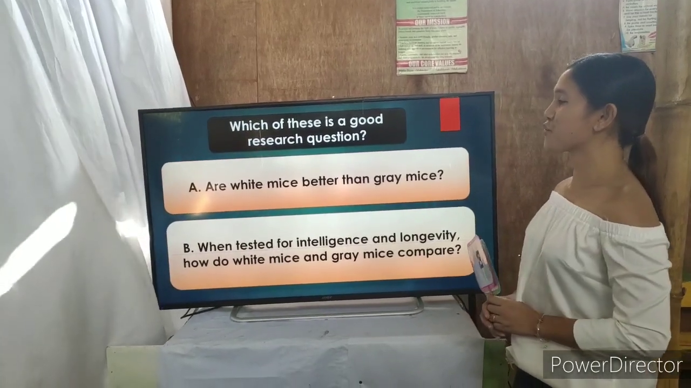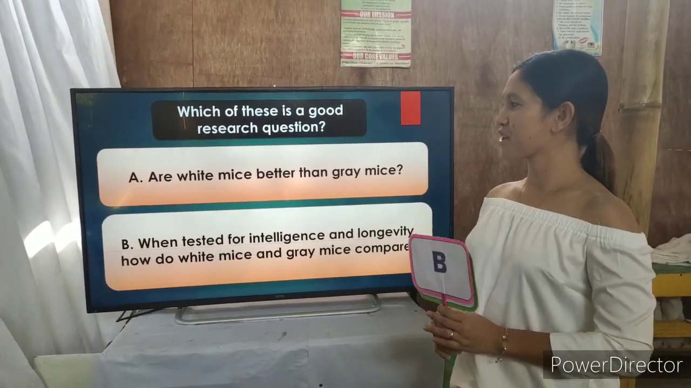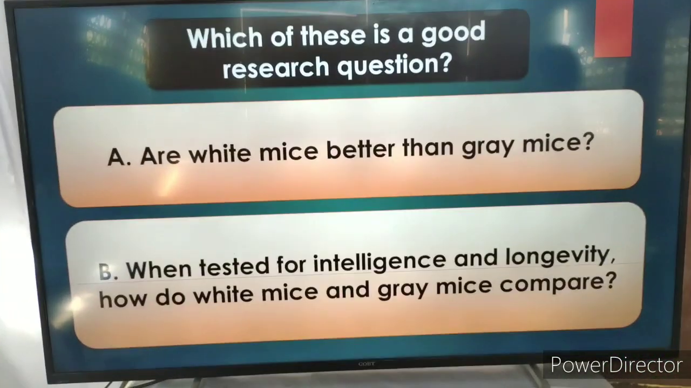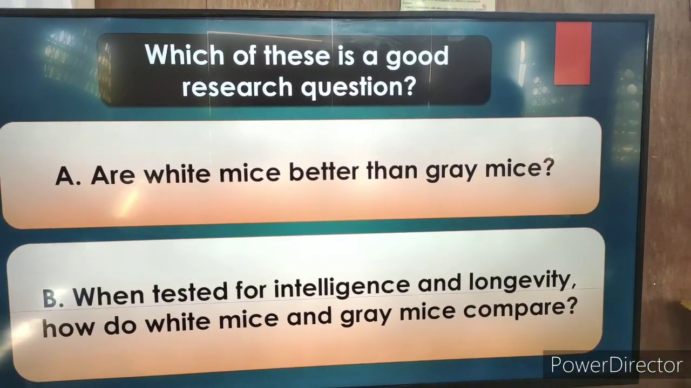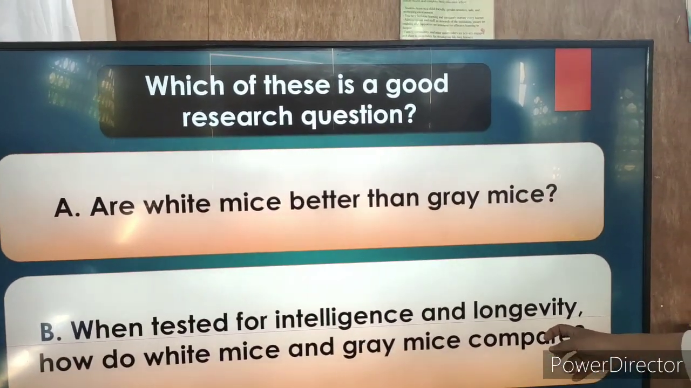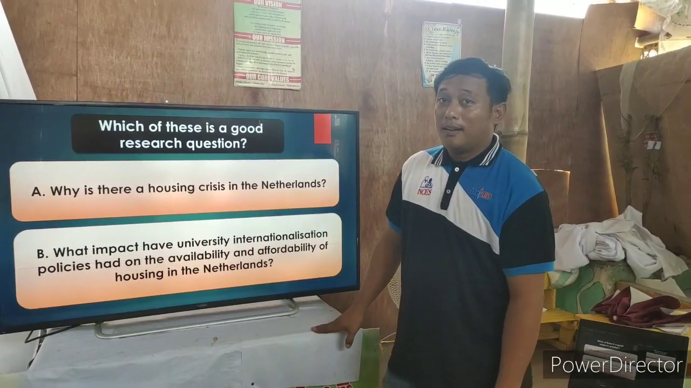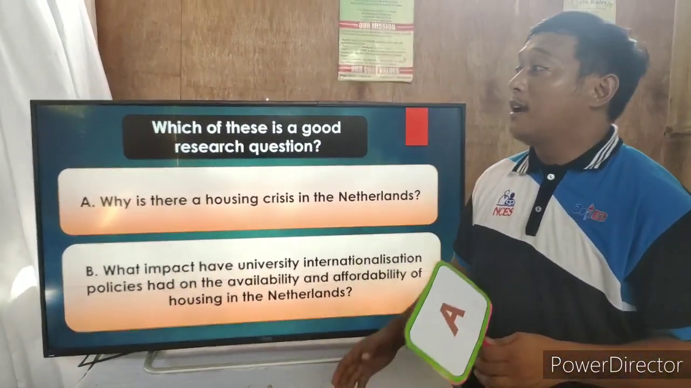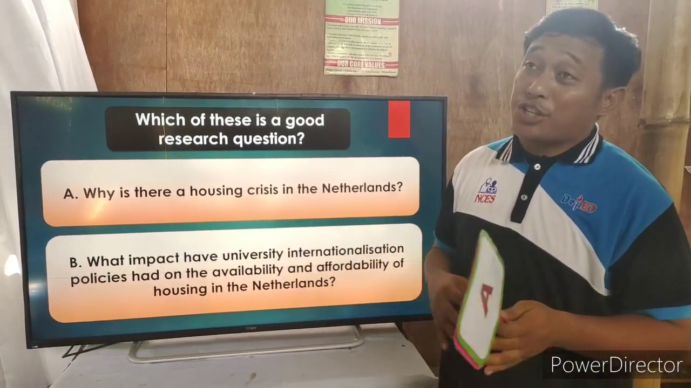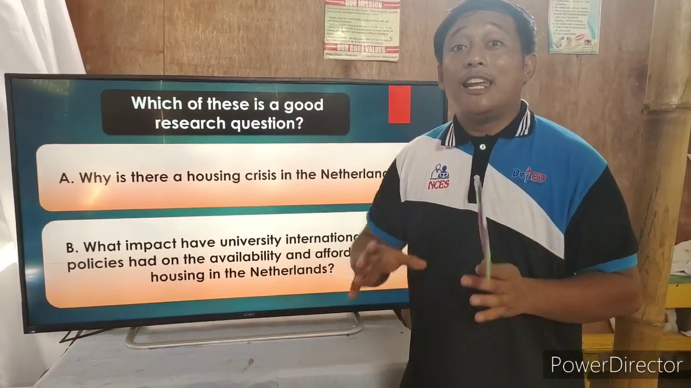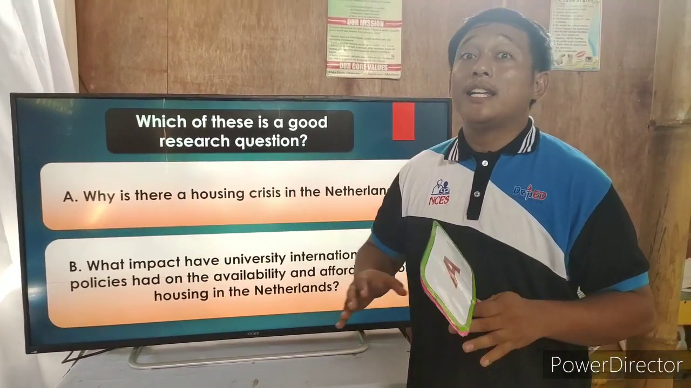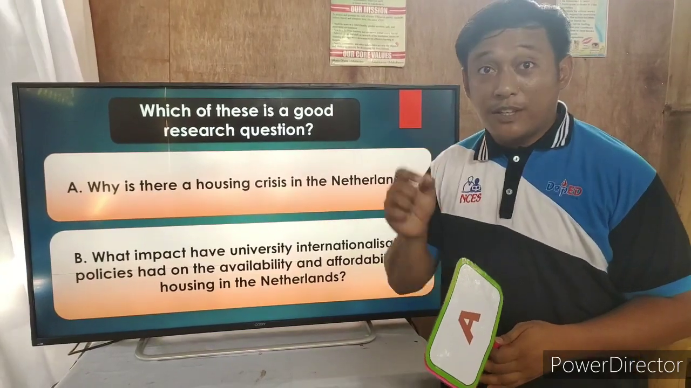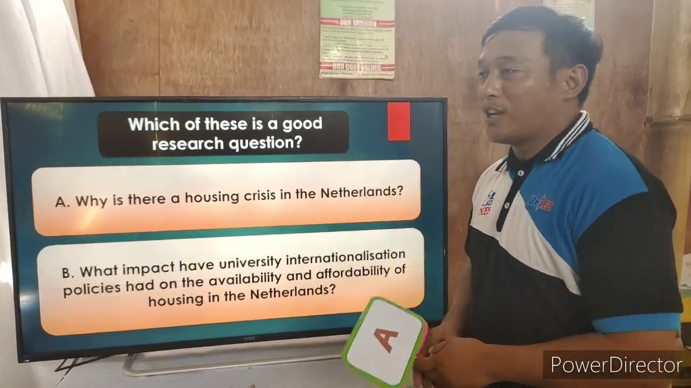Which of these is a good research question? Letter A. Are white mice better than gray mice? B. When tested for intelligence and longevity... As we discussed earlier, we should not use questions that start with why, because the word why is very broad. So we must be specific in our question.